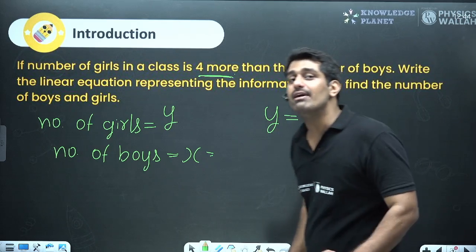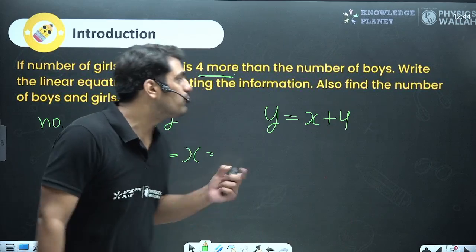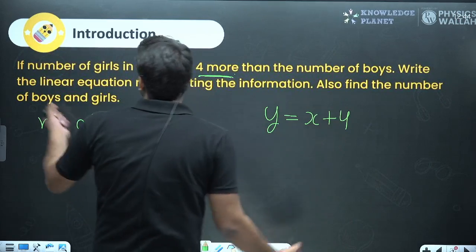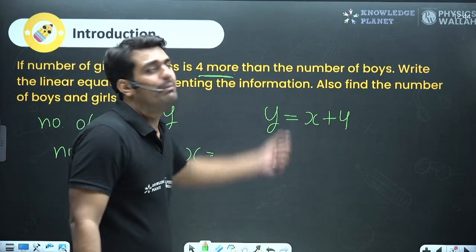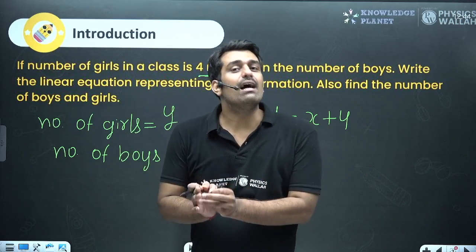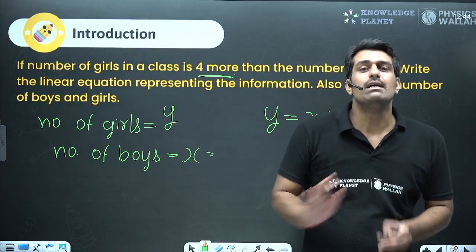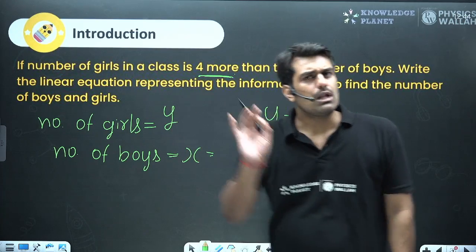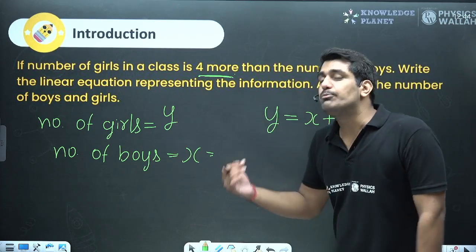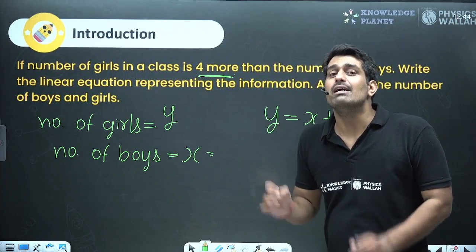Fine. What have we done? We have formed a linear equation. This was asked in the problem: write the linear equation representing the information. We have written an equation over here representing the given information. Fine, very simple. But the next statement over here creates a confusion.